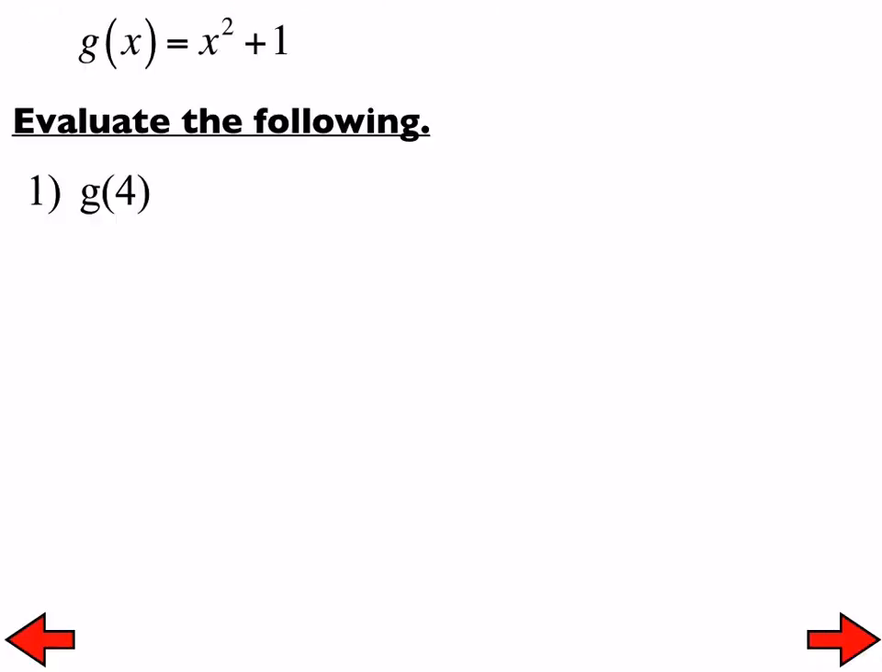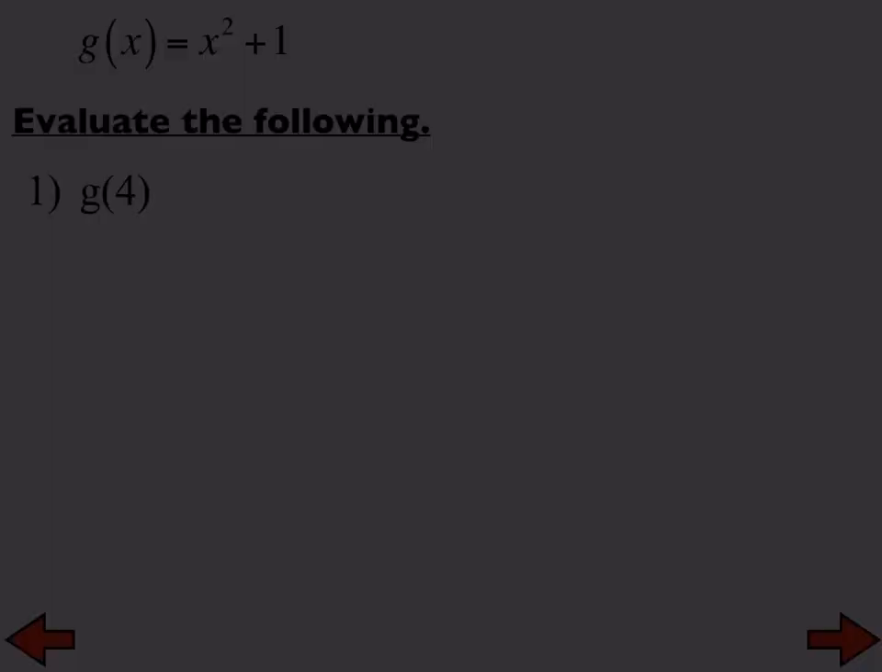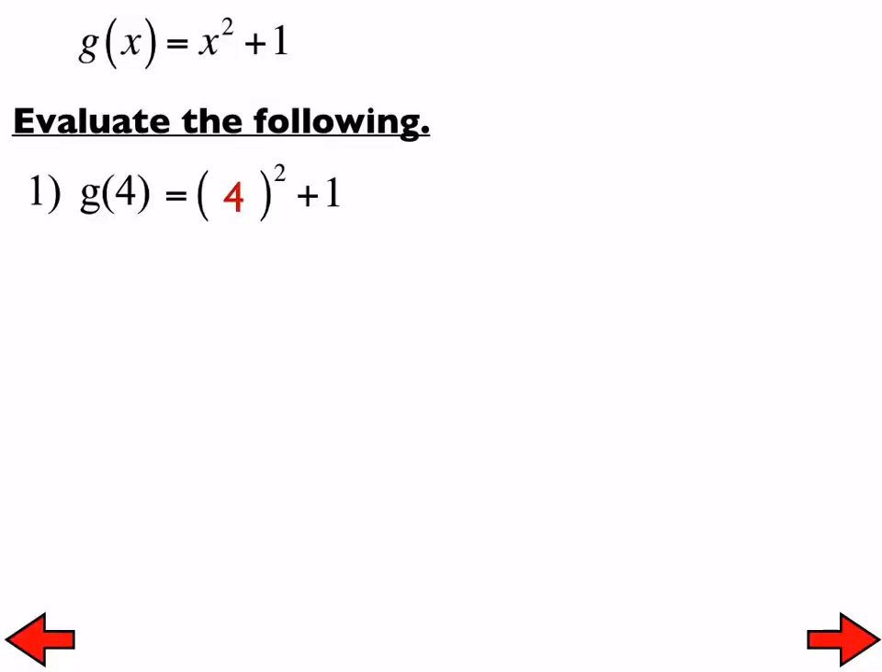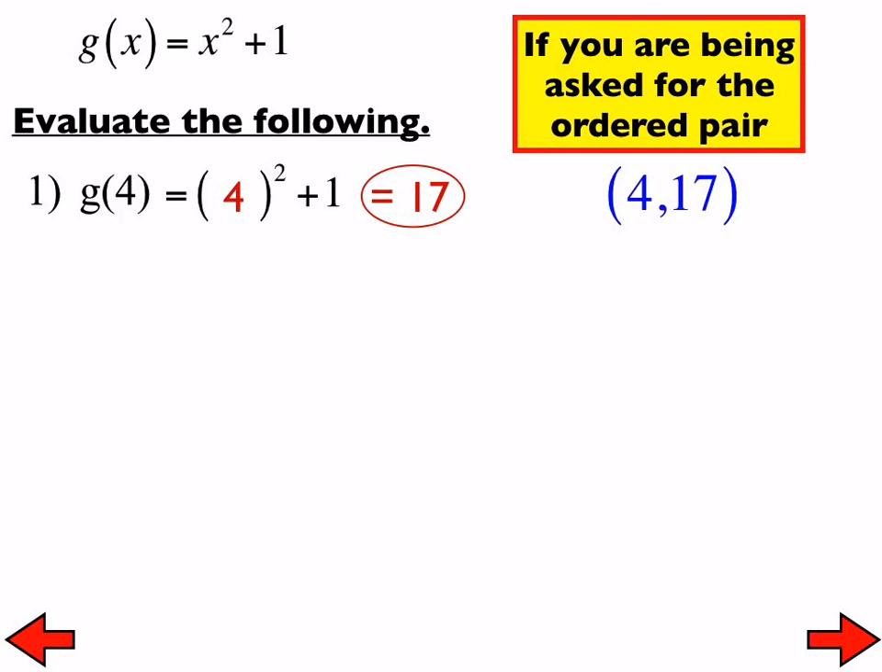Now, let's go to this function. So now I'm changing the function to g of x equals x squared plus 1. So we'll do the first one together here. G of 4 means we are replacing in our function x is being replaced by 4. So we substitute 4 in there. Make sure we follow the order of operations. And so that gives us 4 squared plus 1, which is 16 plus 1, which is 17. The most common mistake is to forget to evaluate the entire thing. So g of 4 is equal to 17. And of course, that gives us the ordered pair 4, 17.